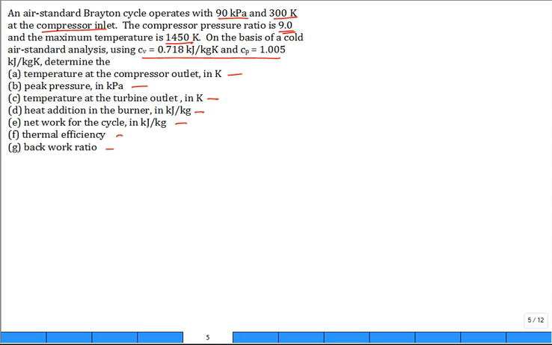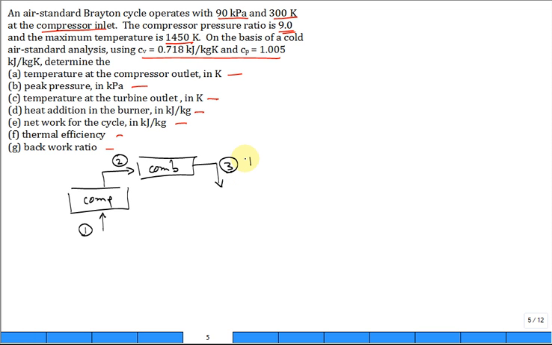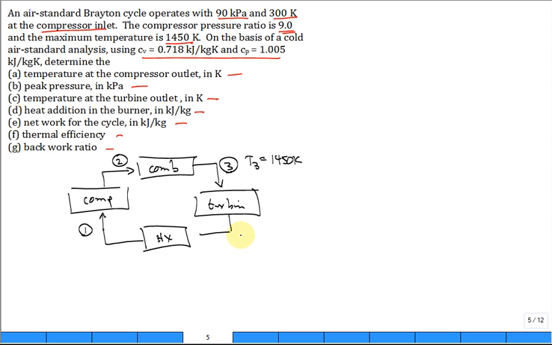First step, try to do this from memory. Get good so that you could sketch out the diagram where you have the compressor first. You ingest air at state 1 into the compressor. Out at state 2, it goes into the combustor where there's a lot of heat added. And then out at state 3, that's your maximum temperature. T3 is going to be the max, 1450 Kelvin. Then you go into the turbine. And then for the air standard Brayton cycle, you go to a heat exchanger to finish the cycle. So there's really four states, 1, 2, 3, 4.